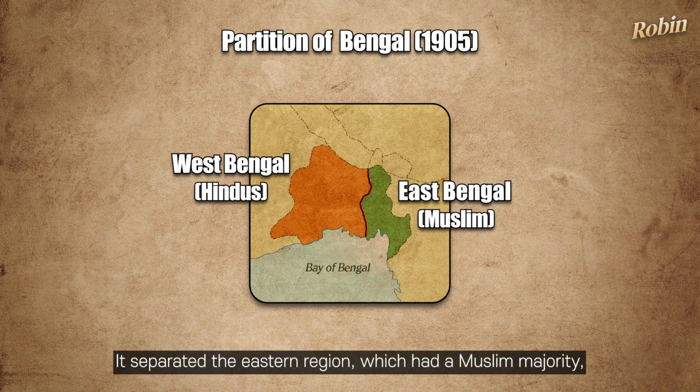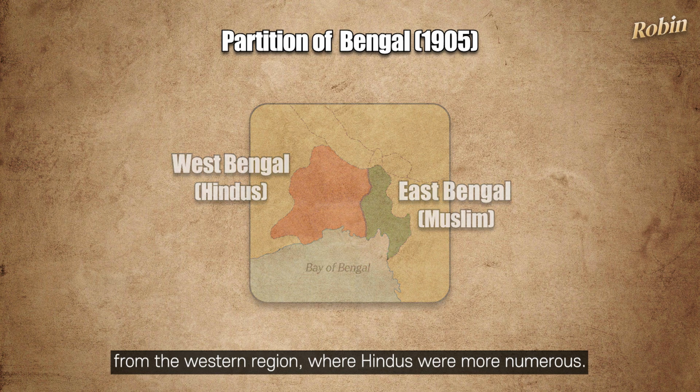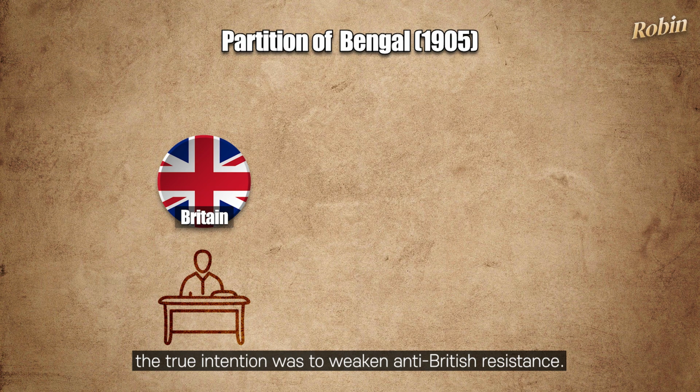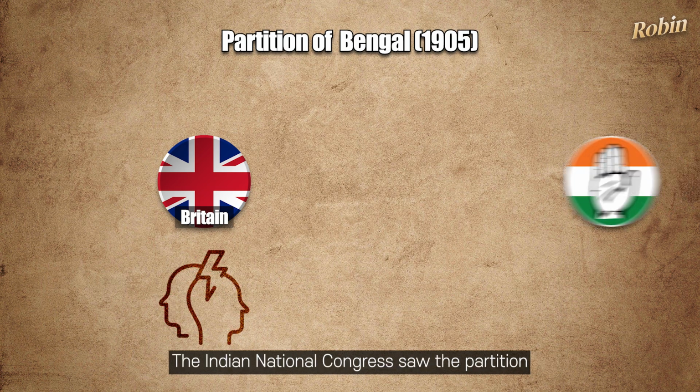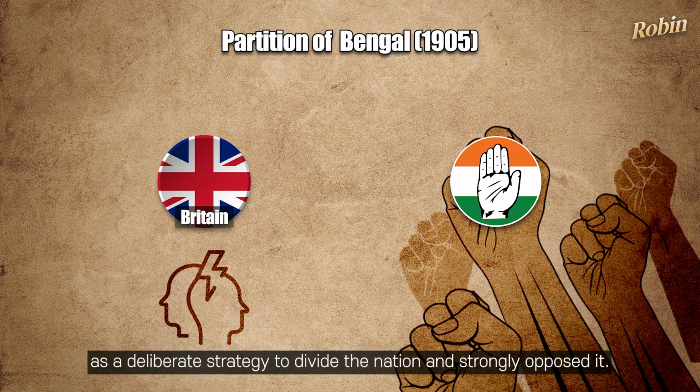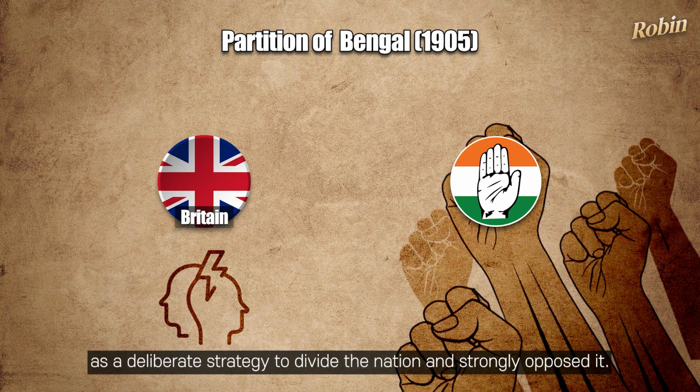It separated the eastern region, which had a Muslim majority, from the western region, where Hindus were more numerous. Although the British claimed administrative convenience as the reason, the true intention was to weaken anti-British resistance. The Indian National Congress saw the partition as a deliberate strategy to divide the nation and strongly opposed it.